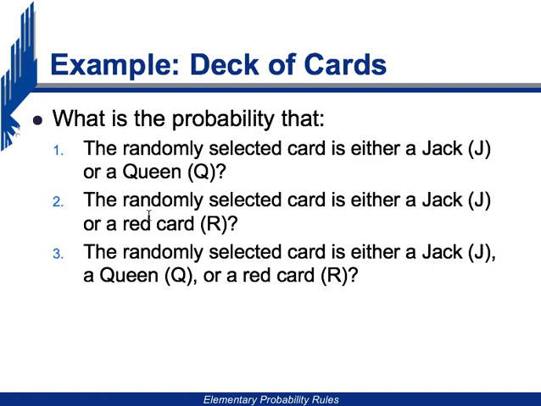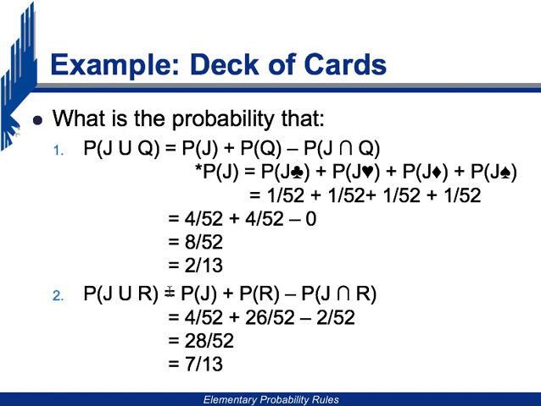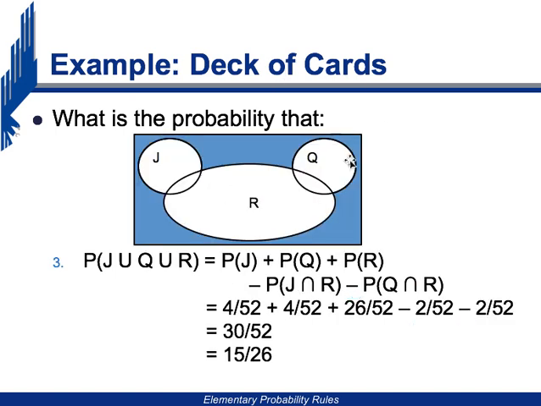Finally, the probability that the randomly selected card is either a jack, a queen, or a red card represents the union of these 3 events. So that's the probability of the union of J, Q, and R. Now, the formulas that we have discussed so far only involve the union of 2 events. And in order to compute for the probability of the union of 3 events, we can start with the Venn diagram to help us in devising the formula.